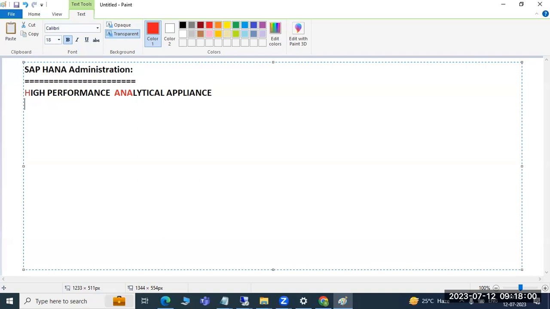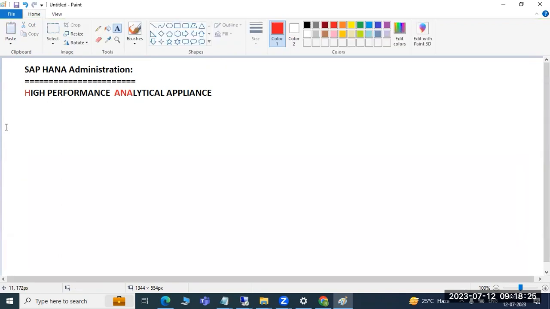So why is it so important nowadays? Why are all customers using the HANA database for their business, to store their data and retrieve their data from the database level? Because it has very fast processing. Why is it so fast? If I compare the other databases and HANA databases, you will come to know why.